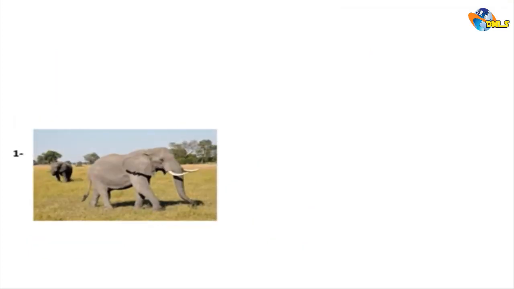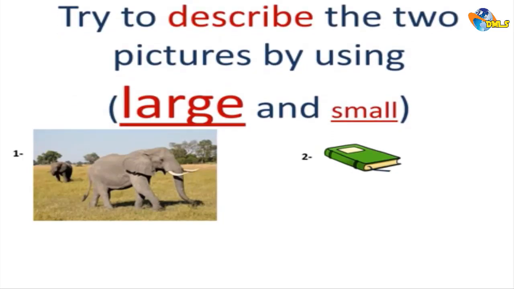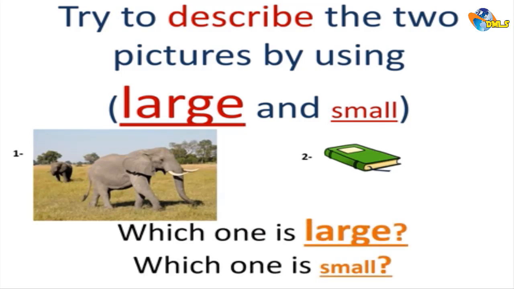Let's start. Okay, now look at picture number 1. We have an elephant, and in picture number 2 we have a book. I want you to try to describe the two pictures by using large and small. Tell me which one is large and which one is small. Okay? We have an elephant and a book.